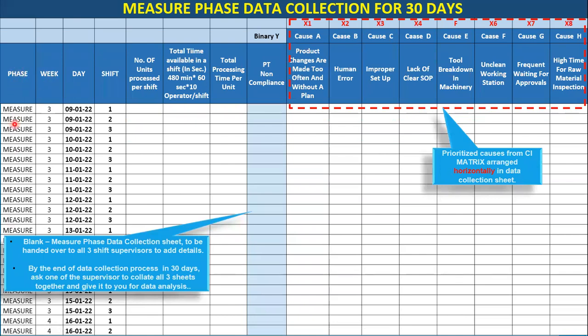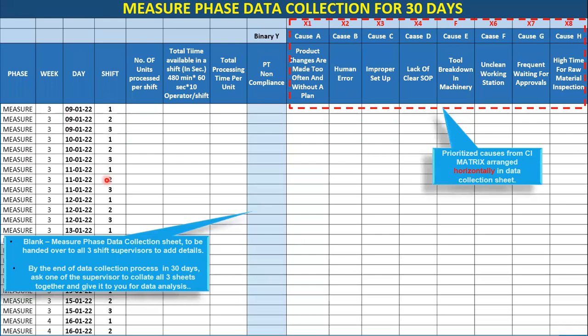Phase, this is which phase? Major phase. Day: we started collecting data for 9th of Jan 2022 for PT non-compliance, that is the current case, right? So which week is it? This is week number 3. Then which shift are we collecting data on for 9th of January 2022? Shift number 1, shift number 2, shift number 3, 9th of Jan, 9th of Jan, 9th of Jan. Likewise, this is the column for shift. So the column for phase, column for week, column for day, column for shift.